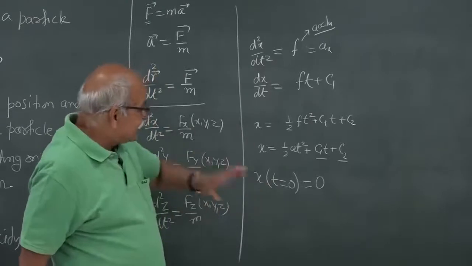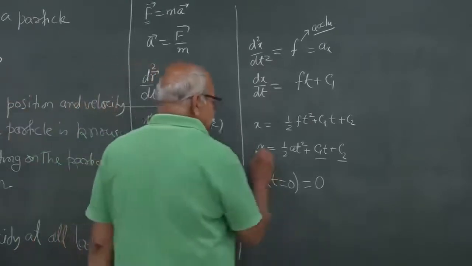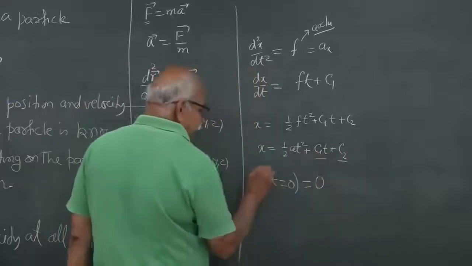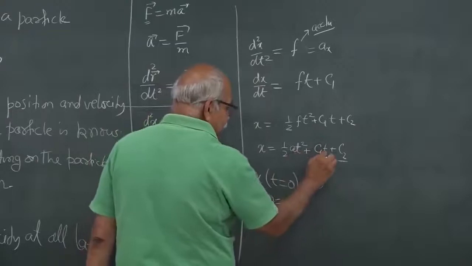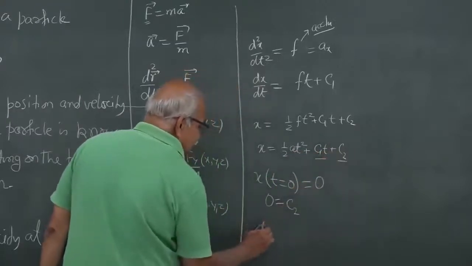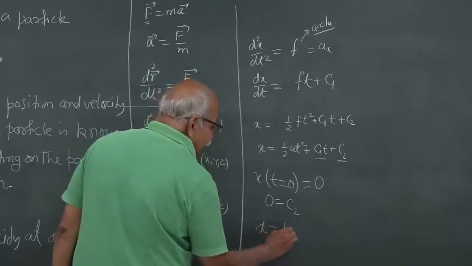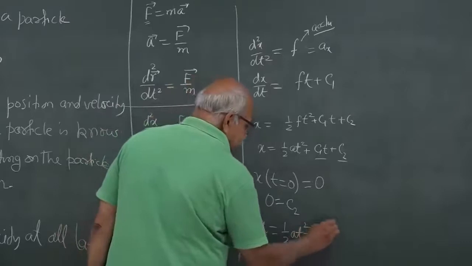So, if you have chosen this particular position at t equal to 0 to be 0, you can put it here. What do you get? 0 is equal to 0, so this is 0, this is 0, c2. So, c2 is 0. So, you have x is equal to half a t square plus c1 t.